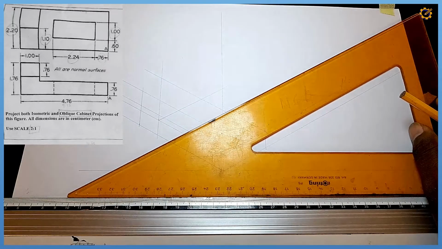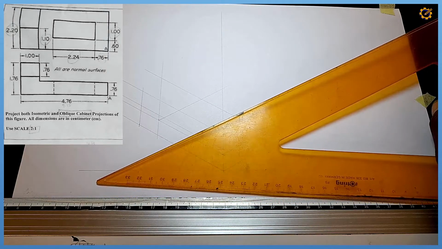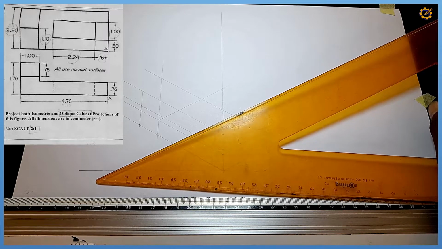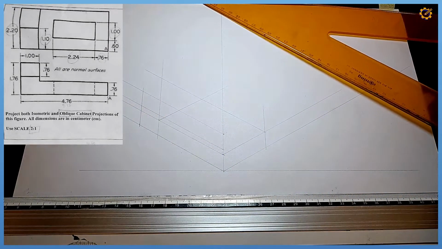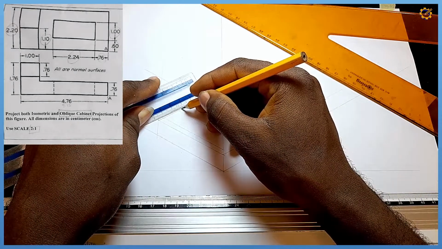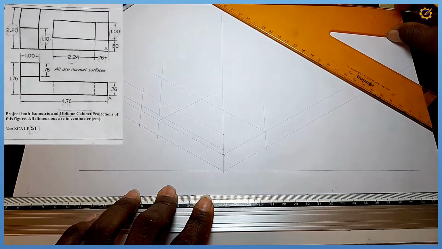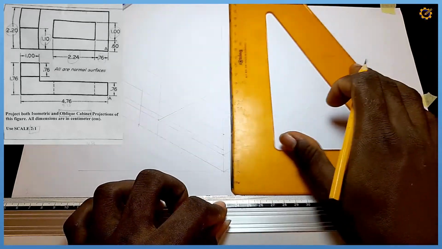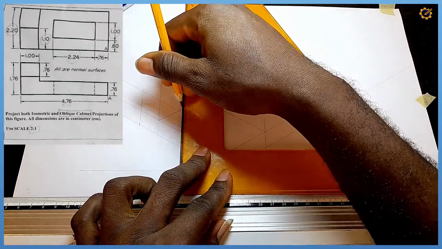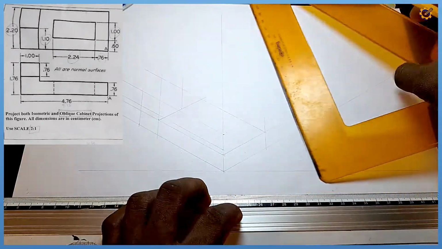On this axis, half of 2.2 is what? 1.1. 1.1 times 2, that's the 2.2. So that's 22 millimeters. So picking my ruler from this edge here, I measure 22 mm, which is this 22 millimeters right there. On this mark of 22 mm also, I'm going to project my line upwards like this. Please just follow me. Upward like that, 22 mm like that.